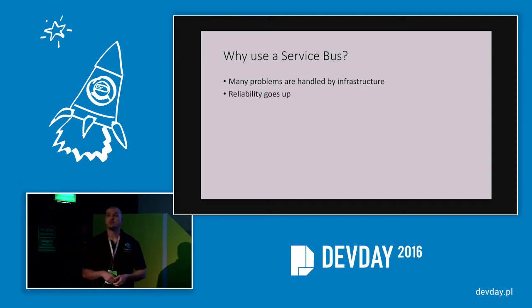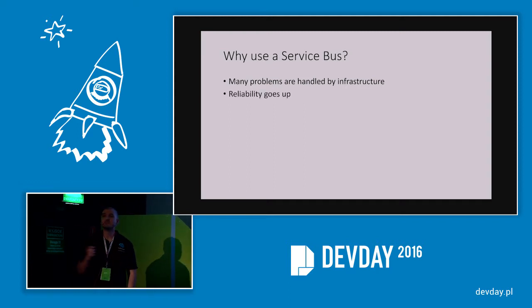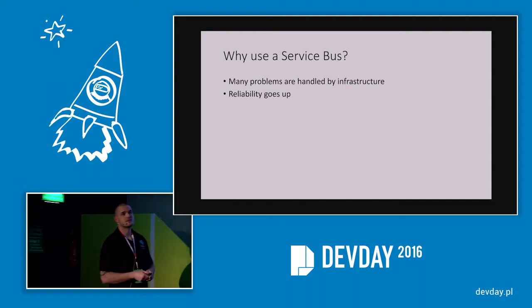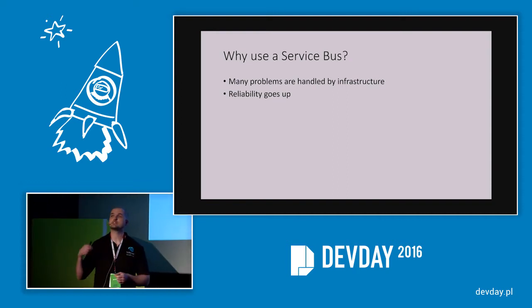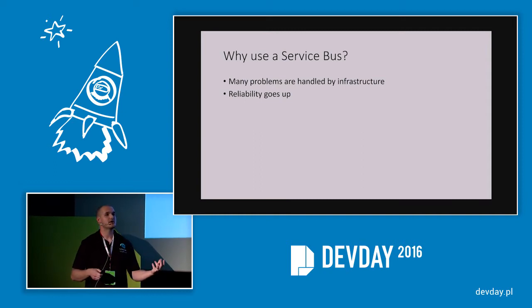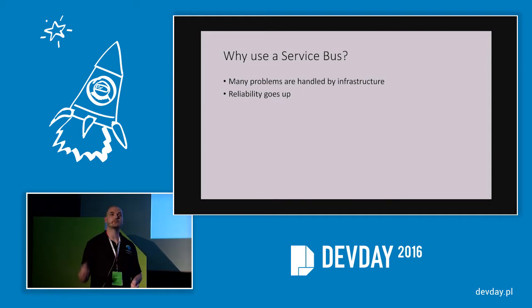Reliability tends to go up. A good service bus will ensure that you never, ever lose a message. So it's easier to make systems that are reliable, that can recover from failures. If you've got a table lock and you're trying to update a record and something goes wrong, fixing that just becomes infrastructure. You don't have to write code to prevent that from happening.